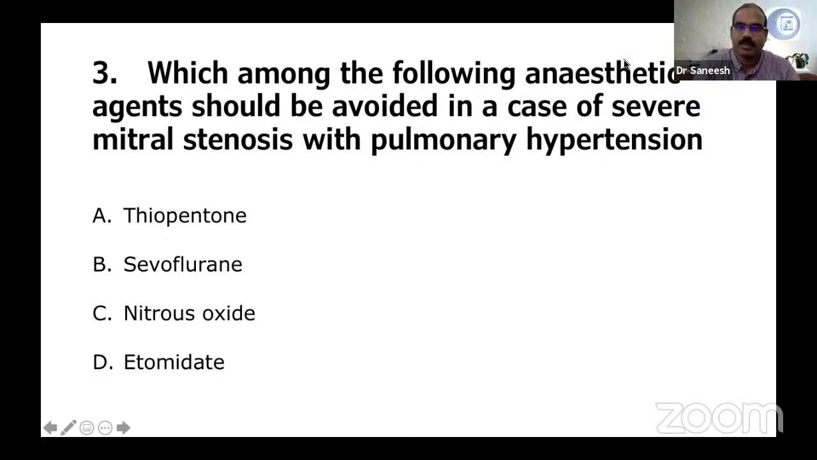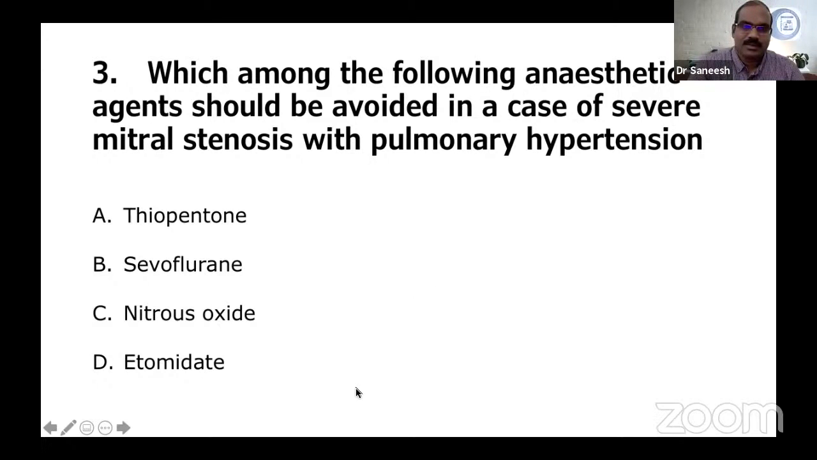This is again something we discussed during the case discussion, and also in my presentation. So, thiopentone, sevoflurane, nitrous oxide, etomidate. Yeah. I don't think anybody has any confusion now. So let's not waste much time on it. I think everybody is clear.